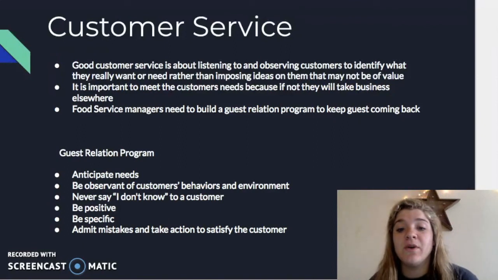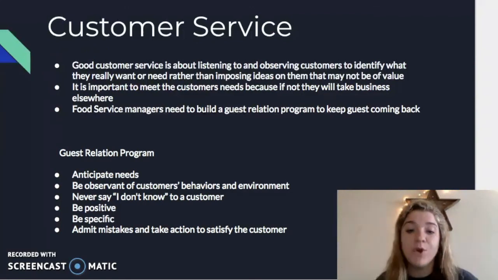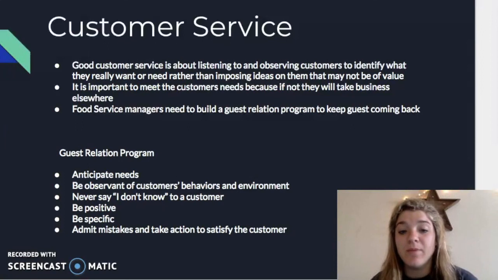Food service managers need to build a good guest relations program to keep the guests coming back. An example of a guest relations program is: anticipate the needs, be observant of customers' behaviors and environments. Never say I don't know to a customer. Be positive, be specific, admit mistakes, and take actions to satisfy the customer.